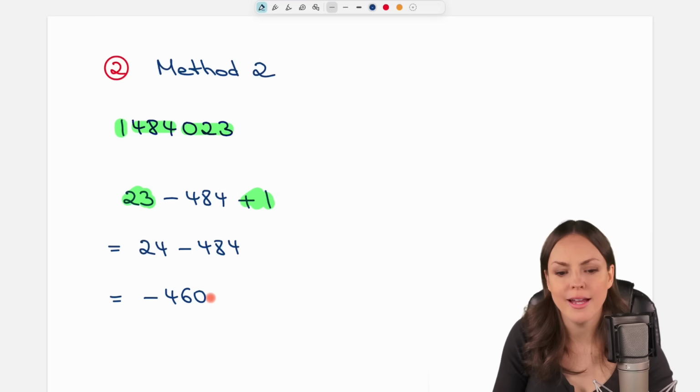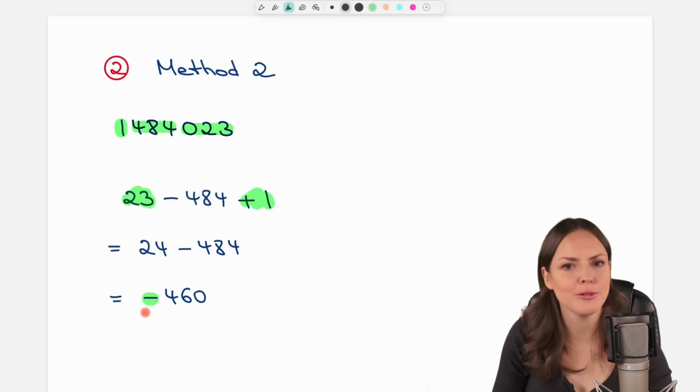460. And now we have to decide again, is this number divisible by 7 or not? Don't let the minus sign here confuse you. The minus sign has absolutely no effect on whether this number is divisible by 7. So we only have to check the 460.